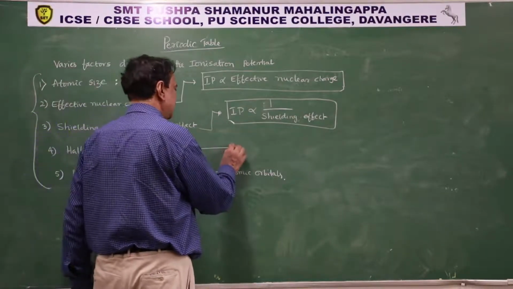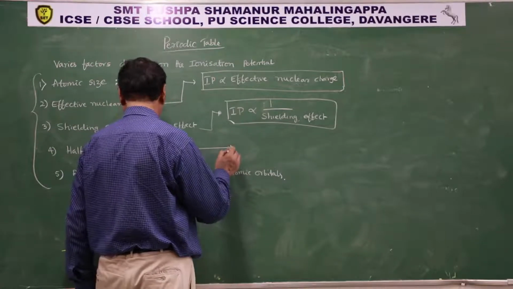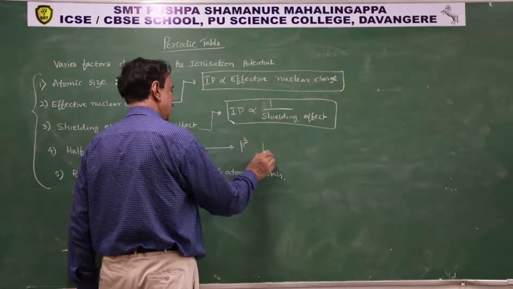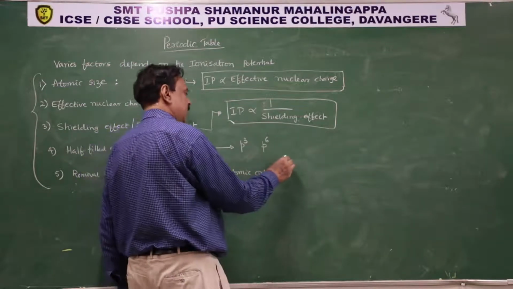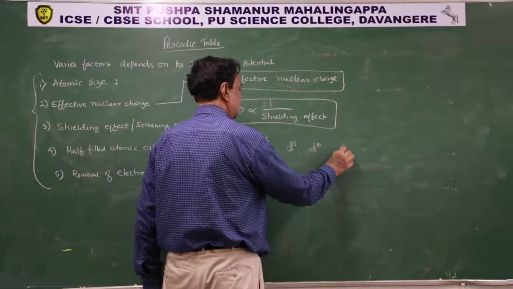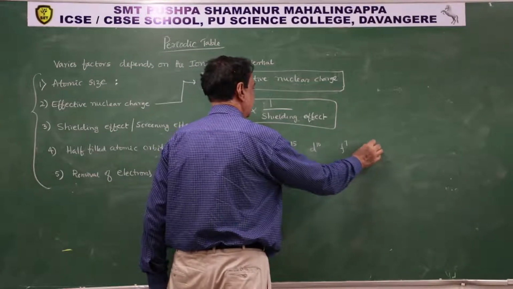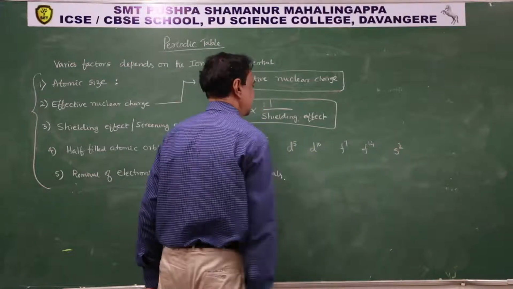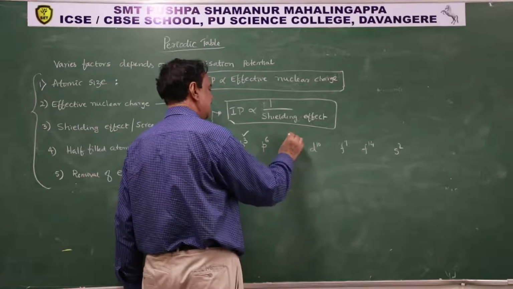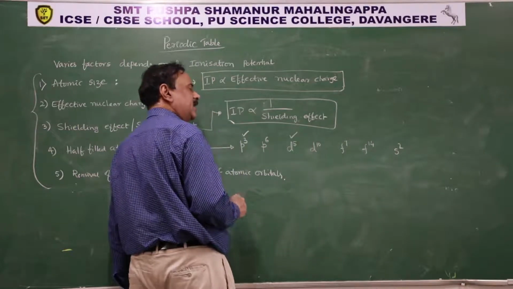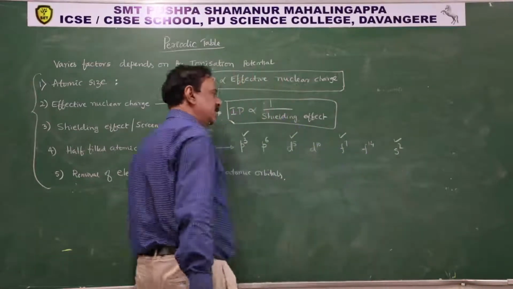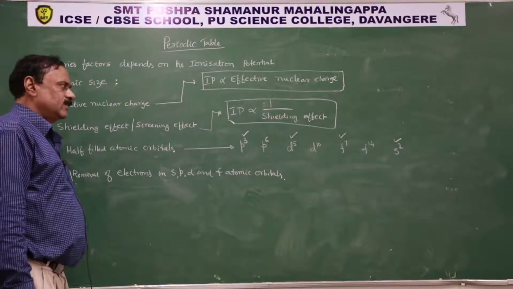Now see, especially in case of the half-filled atomic orbitals, suppose the p3 atomic orbital is there, or p6 atomic orbital, or d5 and d10 atomic orbitals, or f7 and f14 atomic orbitals, or s2 atomic orbitals. Then what happens? p3 atomic orbital is half-filled, d5 is half-filled, f7 is half-filled, and s2 is a completely filled atomic orbital.